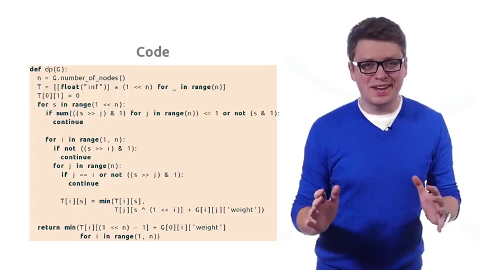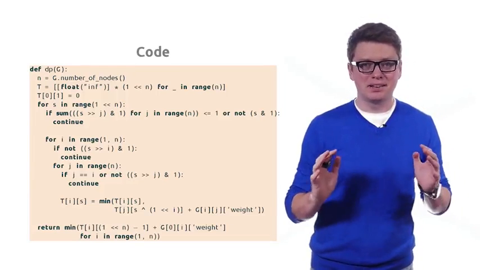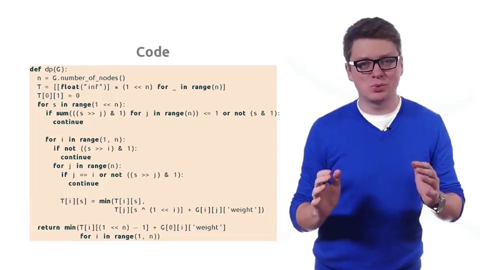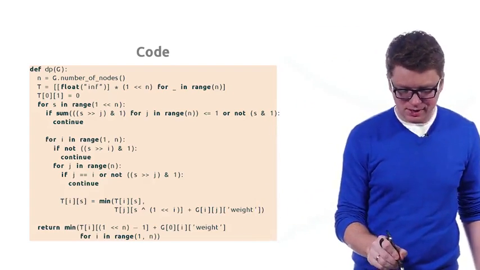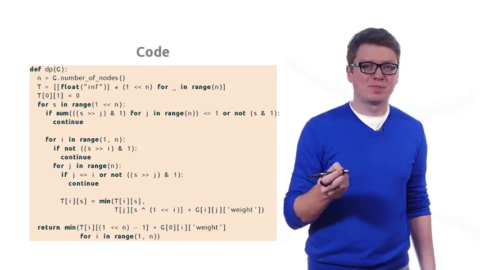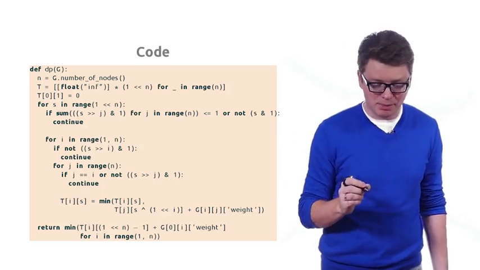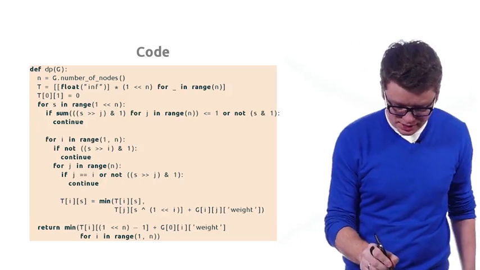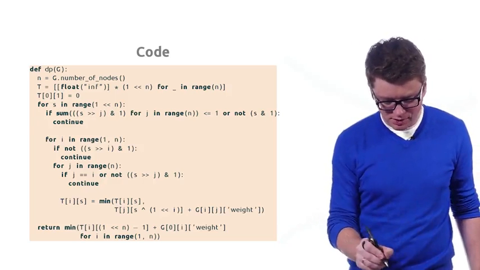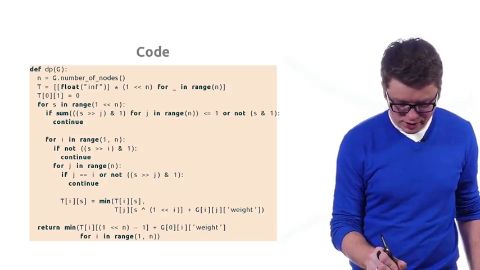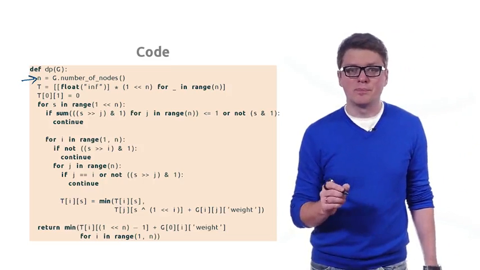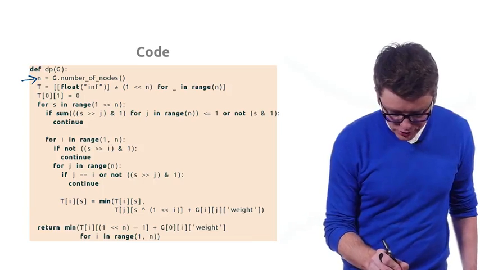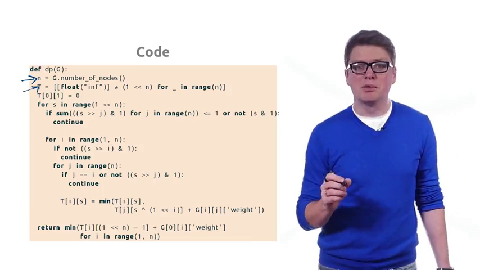We are now ready to write down the Python code for the algorithm that we've just discussed. So the method is called DP, which stands for dynamic programming, of course. Its input is just a graph, and the first thing is that we store in the variable n the number of nodes in our graph. In the second line, we create a two-dimensional table.